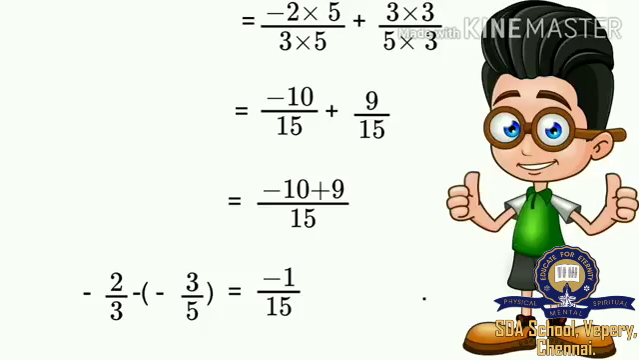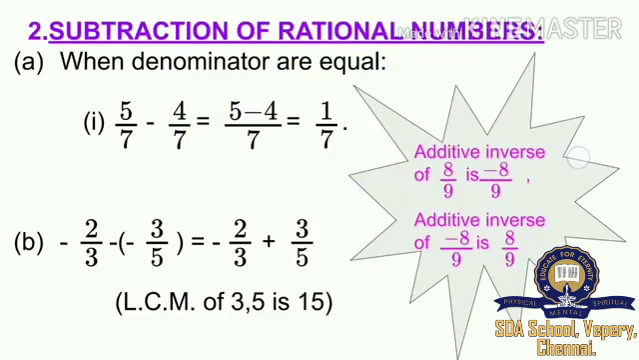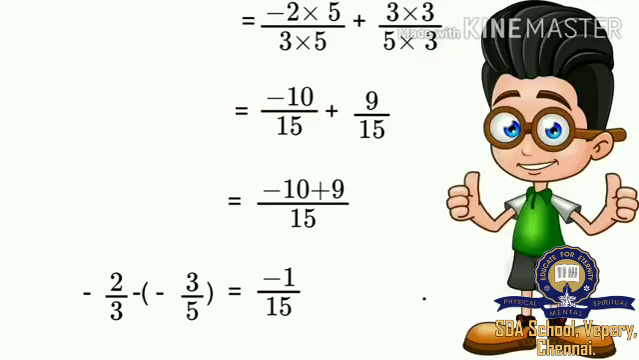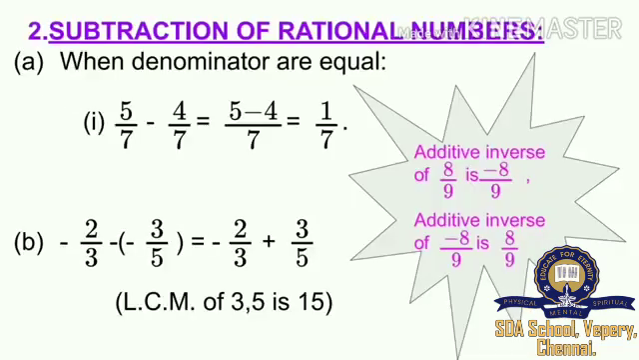Minus 2 into 5 divided by 3 into 5 plus 3 into 3 divided by 5 into 5. If we multiply minus 2 into 5, the answer will be minus 10. And the denominators are equal, same, 15. Plus 3 into 3 is 9, divided by 5 into 3, 15. Here we can easily solve this. Minus 10 plus 9 divided by 15, the answer will be minus 1 divided by 15.